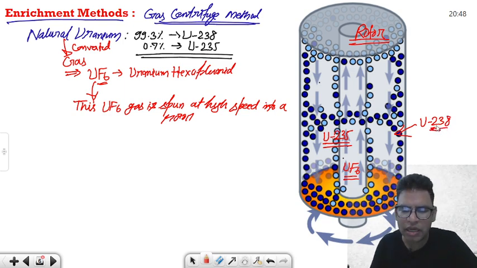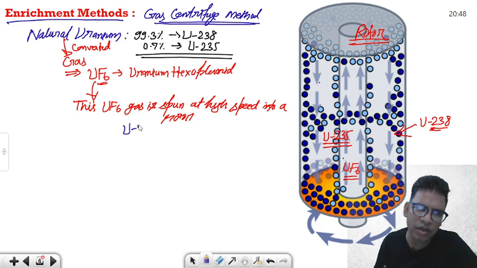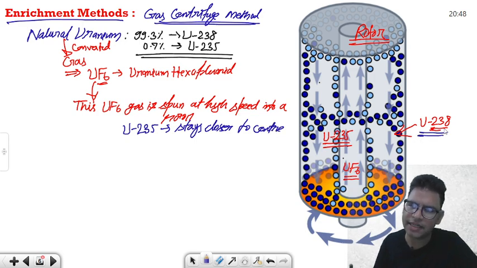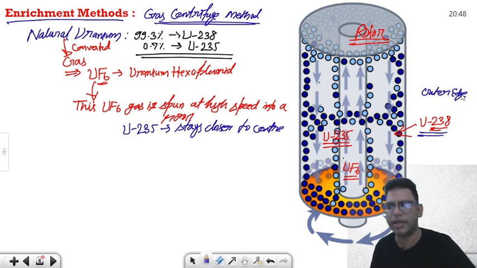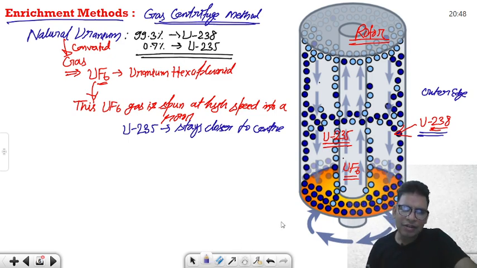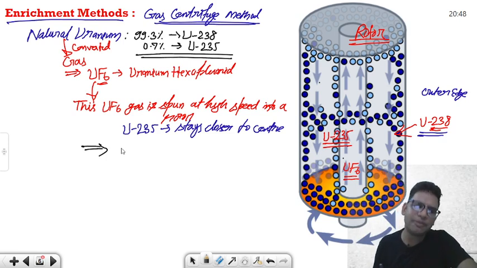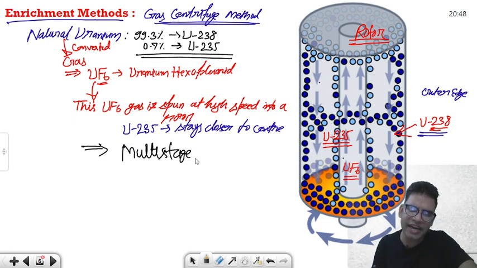This is how they stay slightly inwards, right? So you can write down: uranium 235 stays closer to the center, whereas these particles are at the outer edge, with speed a bit slower. Now it is not a single-stage process, it is a multi-stage process. Remember, this is done again and again, and technically it is also called a cascade, right? It is called cascades.